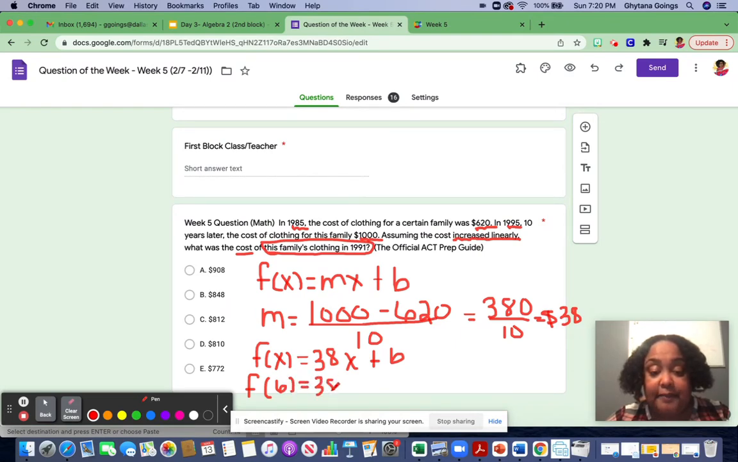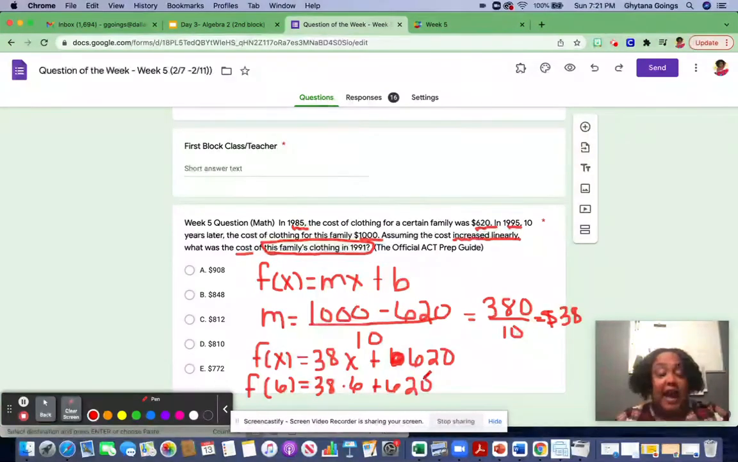So this will be 38 times 6 plus, I forgot to write 620. I just wrote 6 plus 620. So 38 times 6 plus 620, using our calculator. Remember, you are allowed to use a calculator on the ACT. You can use a scientific calculator like this, or if you have a graphing calculator, you can also use that. That gives us 848. So the cost of clothing in 1991 would be $848.